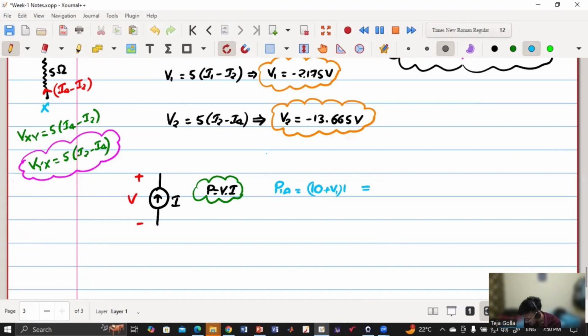So by this we'll get power by 1 ampere is equal to 7.825 watt. Got it?